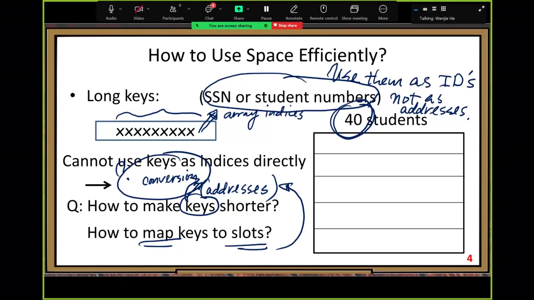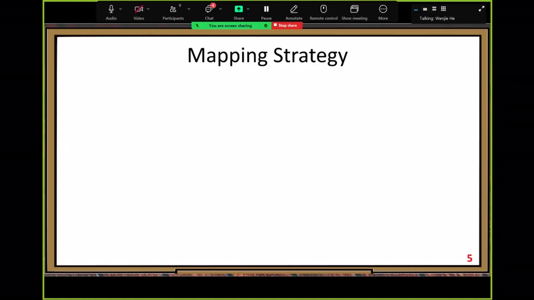So specifically, you should understand it this way. Map your search keys to the addresses of the slots in a certain mathematical way, by a certain math formula. That idea is the inspiration we got from that poor direct addressing method. Okay, all right. So now, mapping strategy. What is a good mapping?